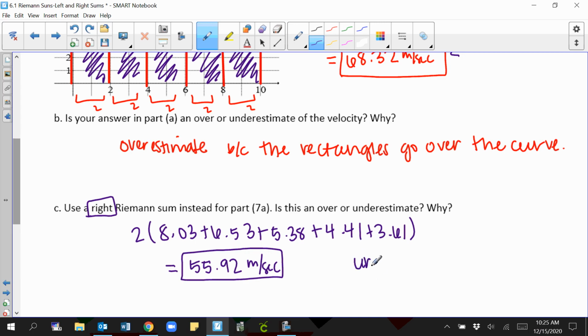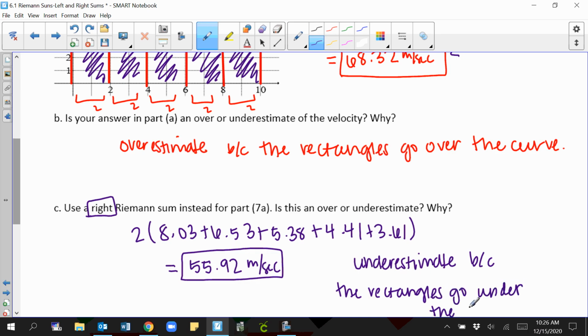And this is going to be an underestimate because the rectangles go under the curve.